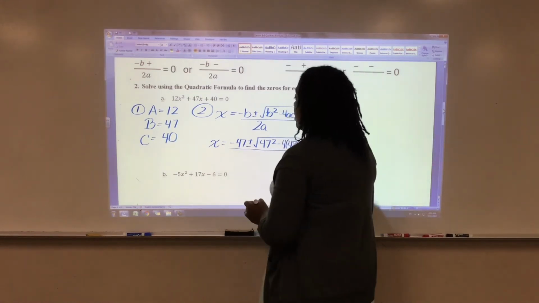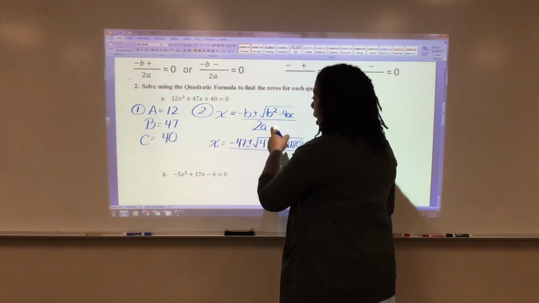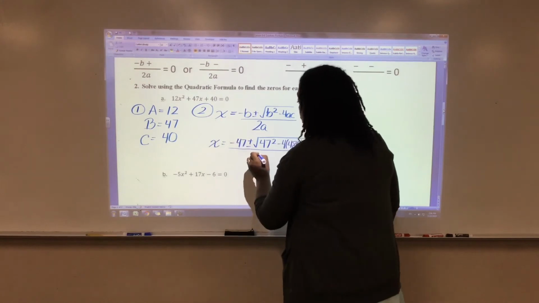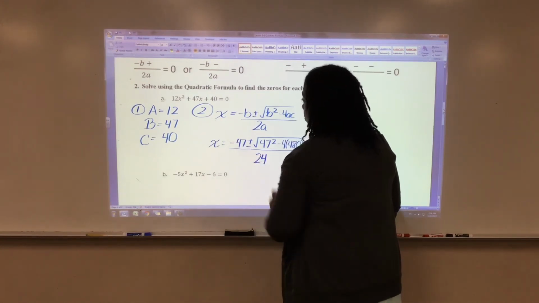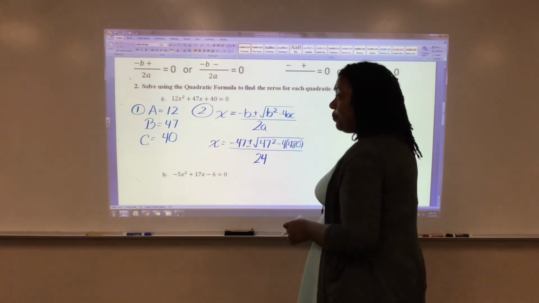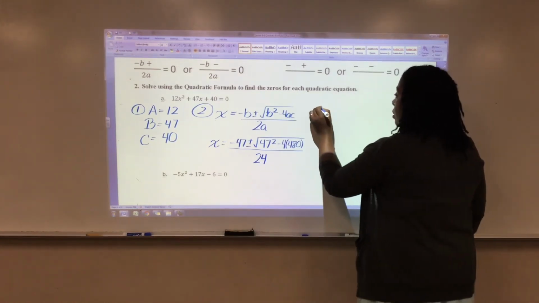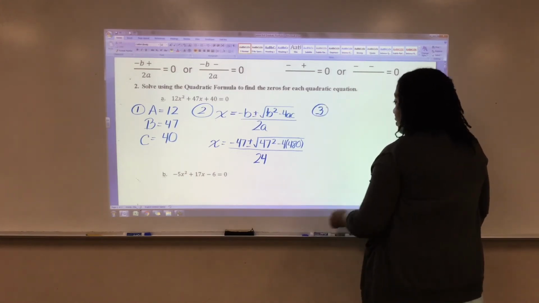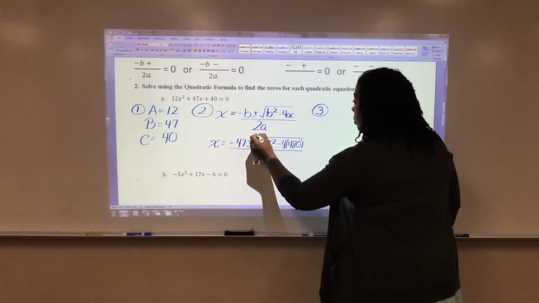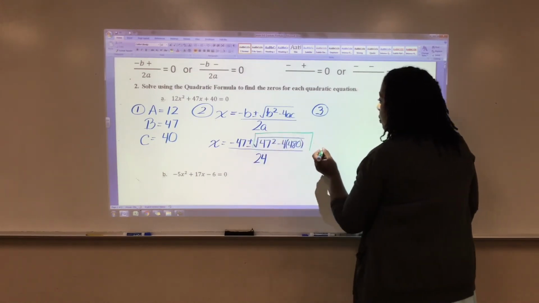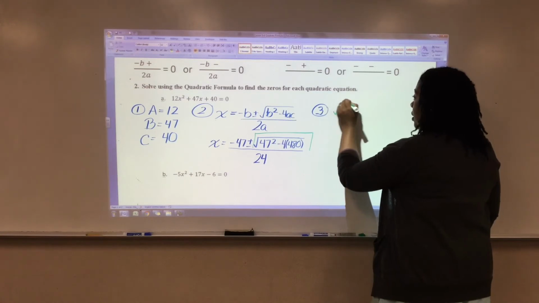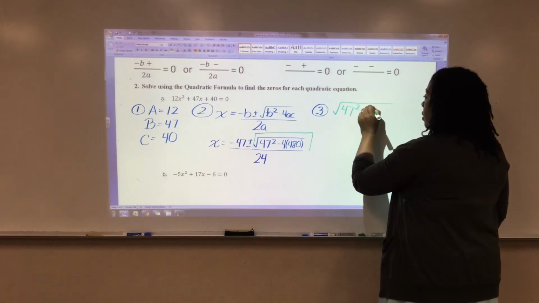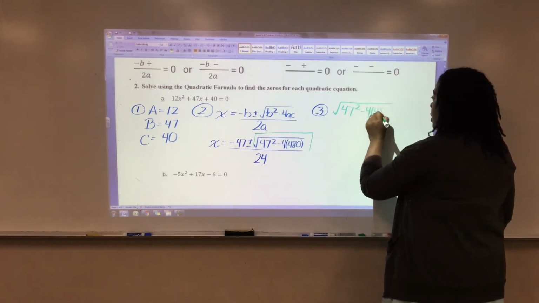And then if we want to condense any more, this says 2 times a. So we don't have to do 2 parentheses 12. We know the math. We can just do 2 times 12, which gives us 24. So that's step 2. Step 3, we're going to go ahead and simplify our square root. So the square root in step 2 is what we're going to simplify in step 3. So 47 squared minus 4 parentheses 480.